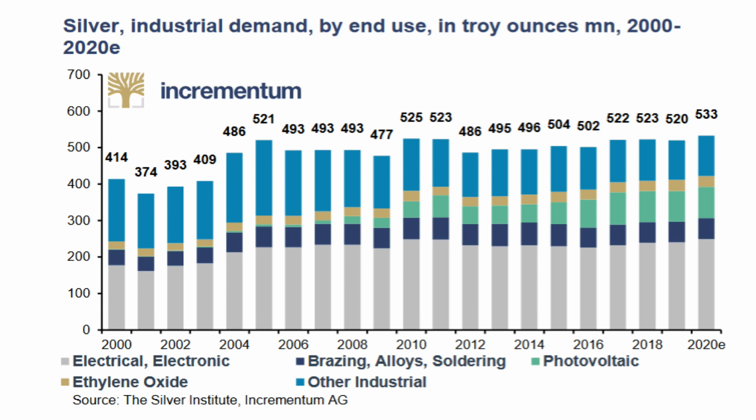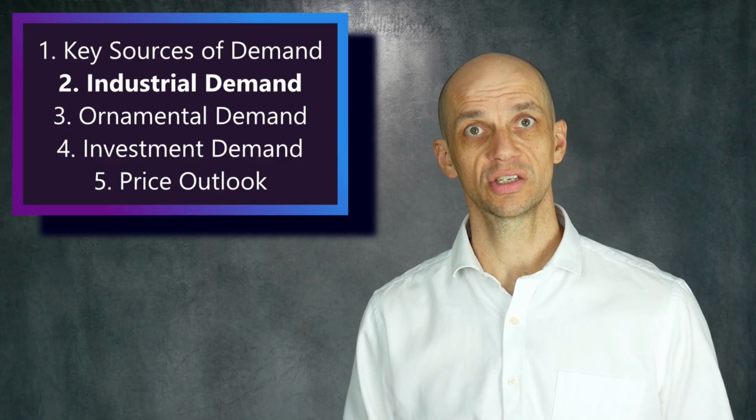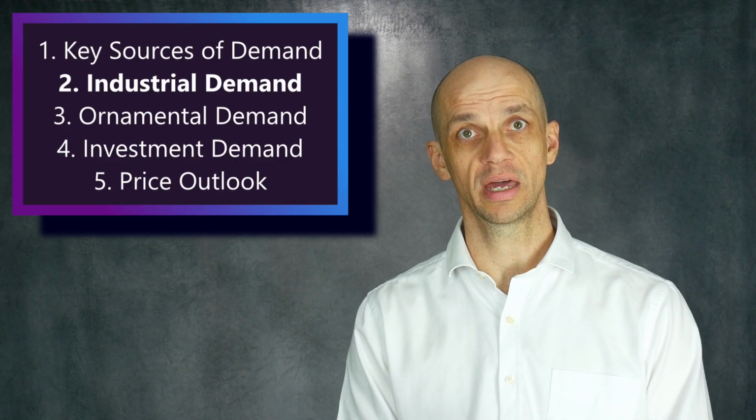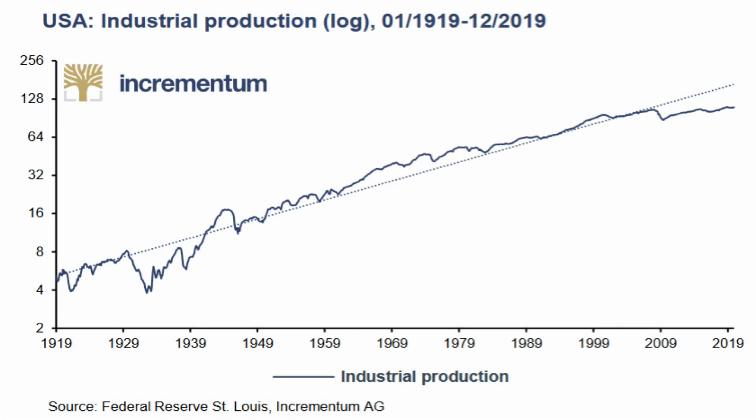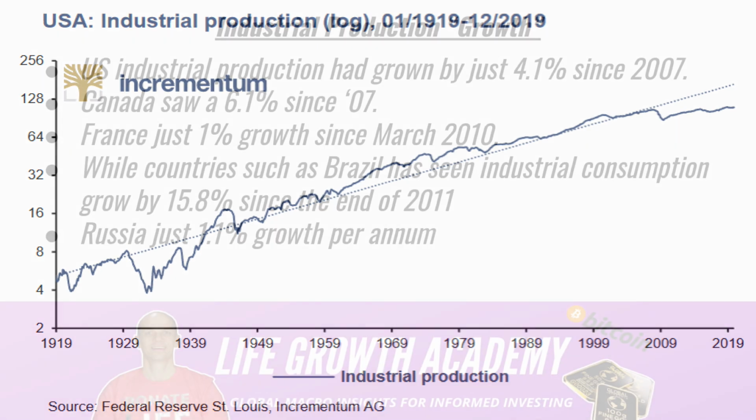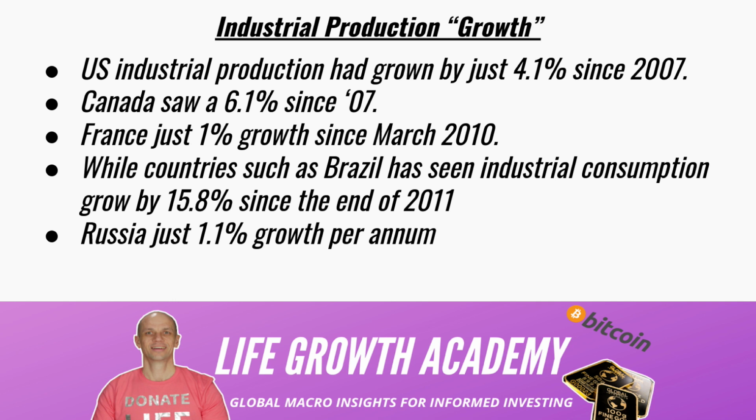What I think is important to remember here is that a depression is a period of below trend economic growth. This is something we have endured certainly since 2008's global financial crisis. It is therefore no surprise that we have seen such little change in industrial demand as we can see here in this chart. Or to put this another way, by the end of 2019, US industrial production had grown by just 4.1% since 2007.